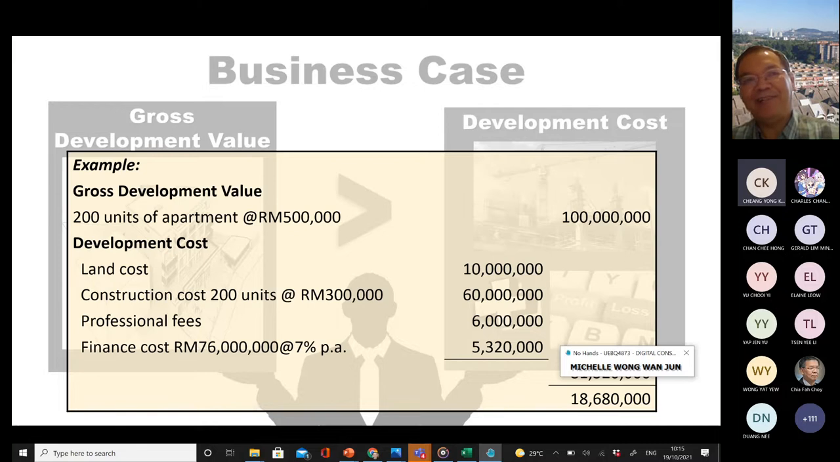Let's limit it to the school, let's say a secondary school. You don't collect the tuition fee from the students. You rely on the government's allocations. Then how do you determine whether it is worthy to carry out such a project? How to determine the business case? That is my question. Do you have any idea or not?